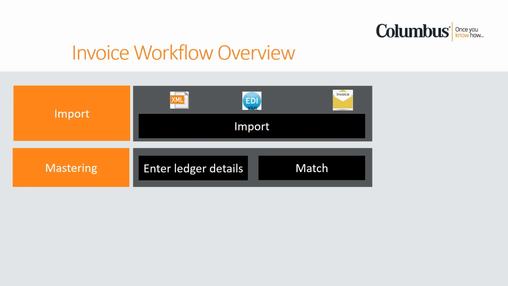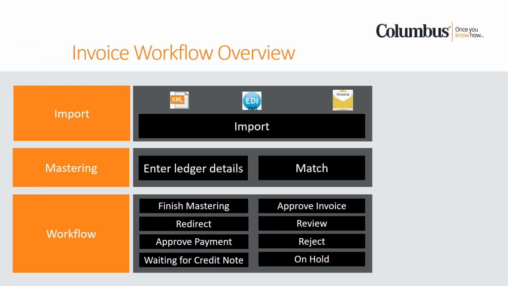Once you have them imported into the system, there's a mastering section where you can edit ledger details if you need, like financial dimensions. You can split them across different financial dimensions if needed. You can do the match, the 2- and 3-way match. So you've got that mastering. And after that, it drops into the workflow section.